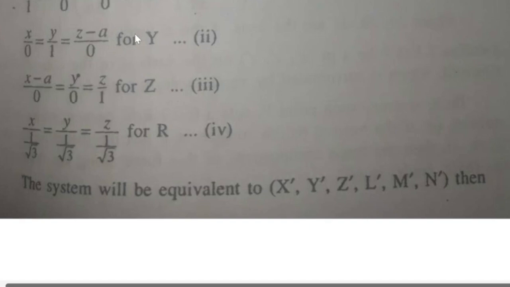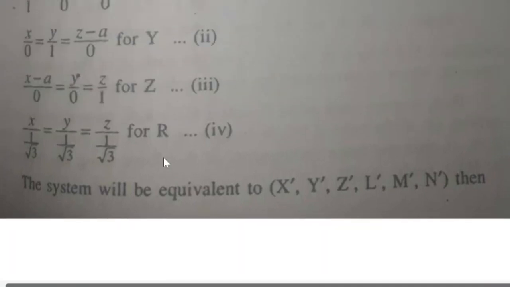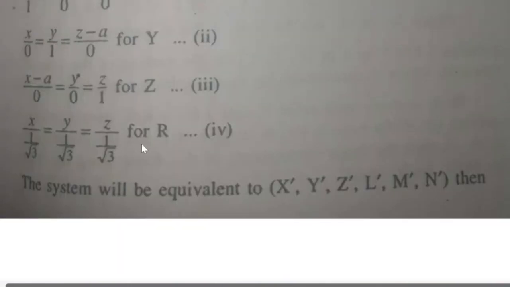So when these things are done for x, y, z, you need to calculate L dash, M dash, N dash. So what is x dash, y dash, z dash? All the components of the forces now you need to add up. Along x axis, what are the forces you are having? From here you are having, and from here also you are having. So x dash equal to x plus r by root 3. Y dash equals y plus r by root 3. Z dash equals z plus r by root 3. From here only you can see.